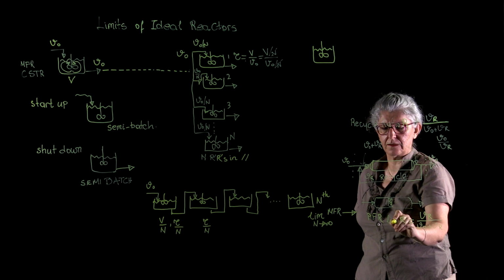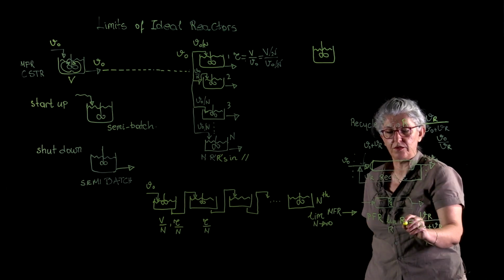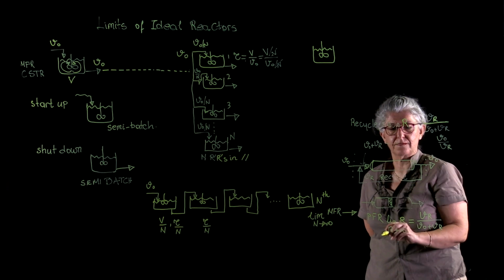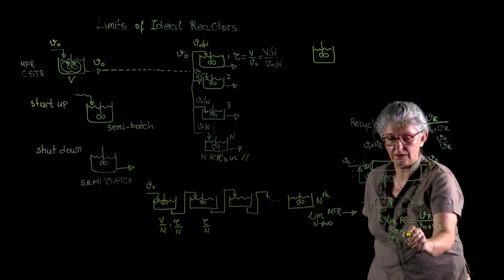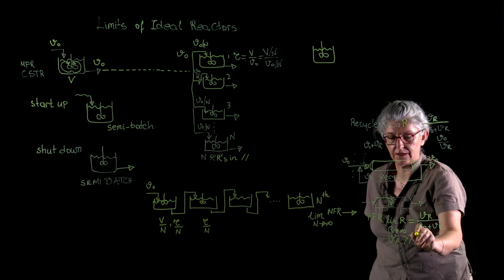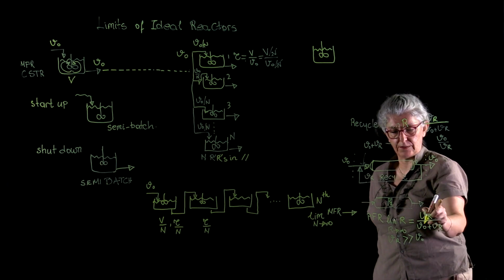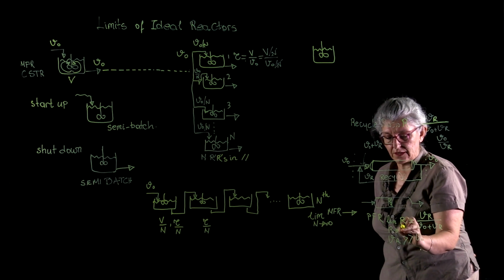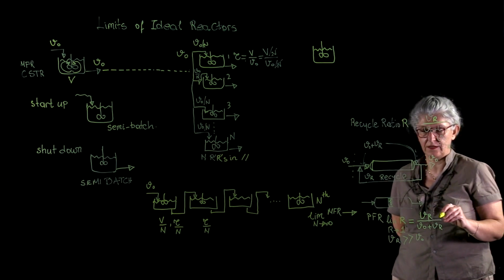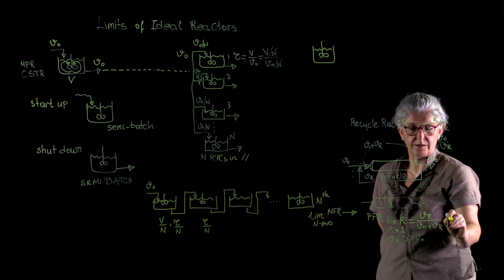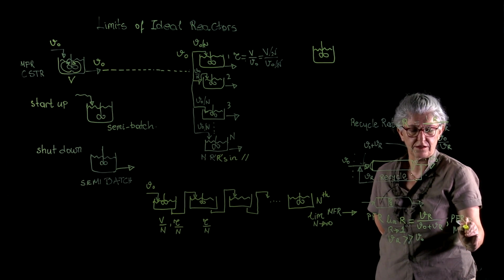In the limit of this R going to infinity, in other words, VR becoming much greater than V0, all right, in the limit of the recycle ratio going to 1, we have plug flow reactor going to a mixed flow reactor. We're going to demonstrate that.